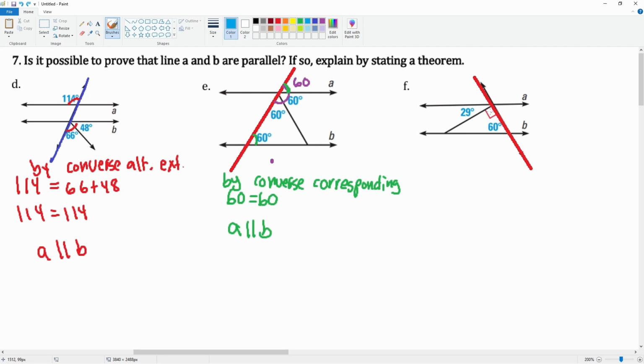Well, we know that this is 90, this is 29, and that makes a linear pair. So if we do 180 minus 29 minus 90, that gets you 61 right here. Okay, because this makes a linear pair. 61 is not equal to 60. So A is not parallel to line B in this case for F.